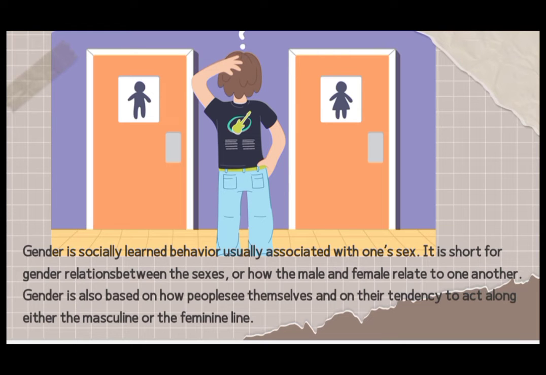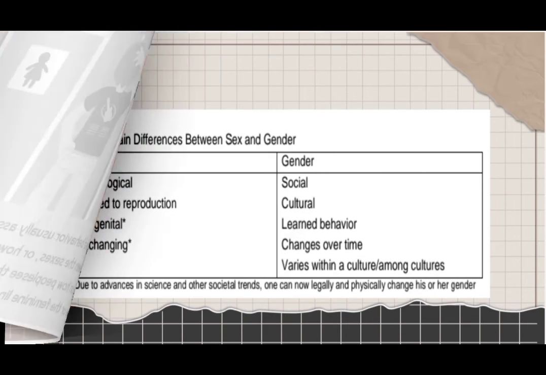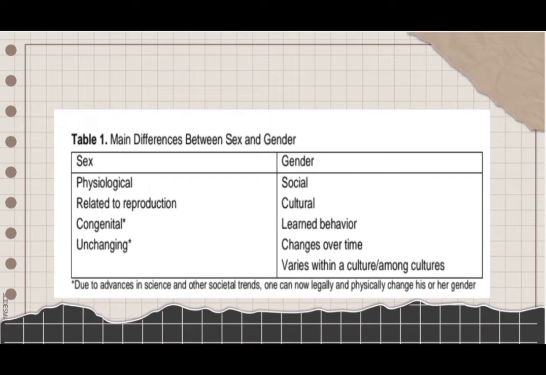It is short for gender relations between the sexes, or how males and females relate to one another. Gender is also based on how people see themselves and on their tendency to act along either the masculine or feminine line. As you can see in the table below, we can see the main differences between sex and gender.